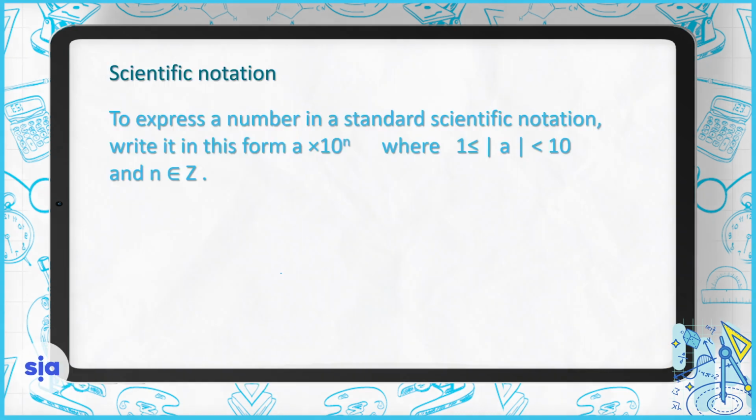To express a number in standard scientific notation, we need to write it in this form: a times 10 to the power of n, where a is a positive number that is greater than or equal to 1 and less than 10, and n is an integer.